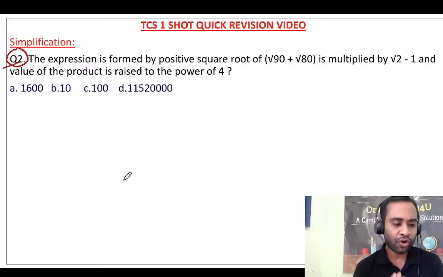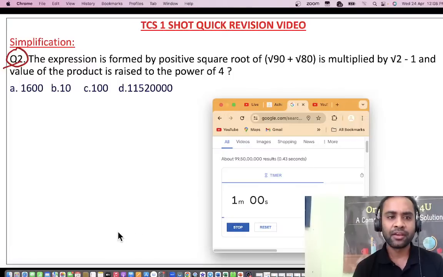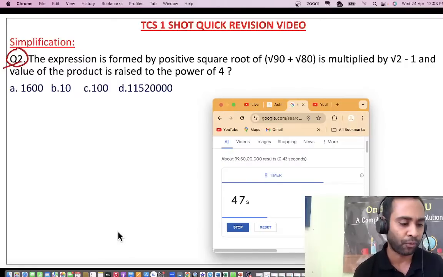Okay. Now, question 2. I will start it once again. The expression is formed by positive square root of 90 plus square root of 80 is multiplied by square root of 2 minus 1, and the value of the product is raised to the power of 4. So you need to think, you need to understand, and then you have to solve it.